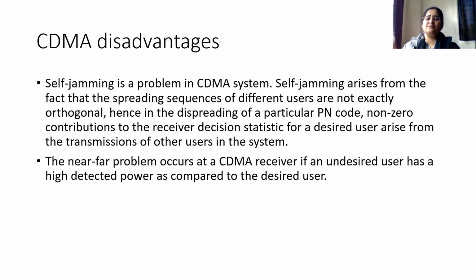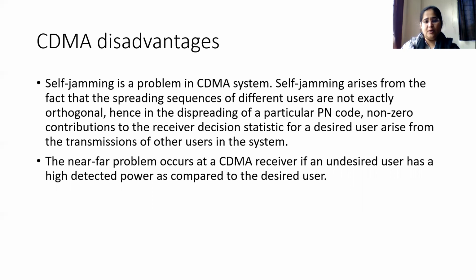When the number of users increases very large, the codes allocated to each user are not exactly orthogonal, and we get a problem at the receiver side. This jamming is not due to external interference. This is mainly because of their internal codes. Therefore, it is known as self-jamming.